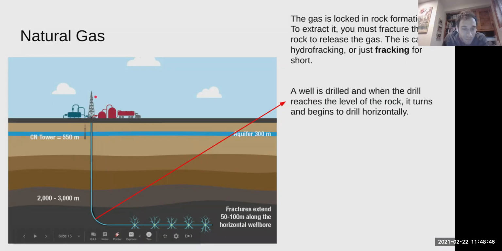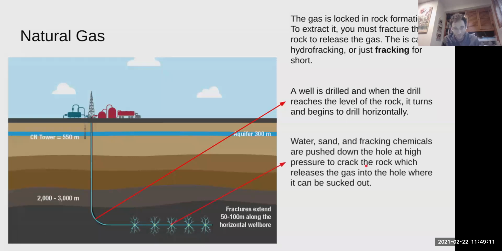The reason that's so important is now with one well, I can access this whole seam. Before, when we could only do vertical drilling, I could get down here and have a well right here and get a little natural gas right over here. But if I wanted some to the right of it, I had to drill a whole other well and then another well. But now with horizontal drilling, I can access that whole seam in one well, which makes it super efficient. We push water, sand, and fracking chemicals down the hole at high pressure.